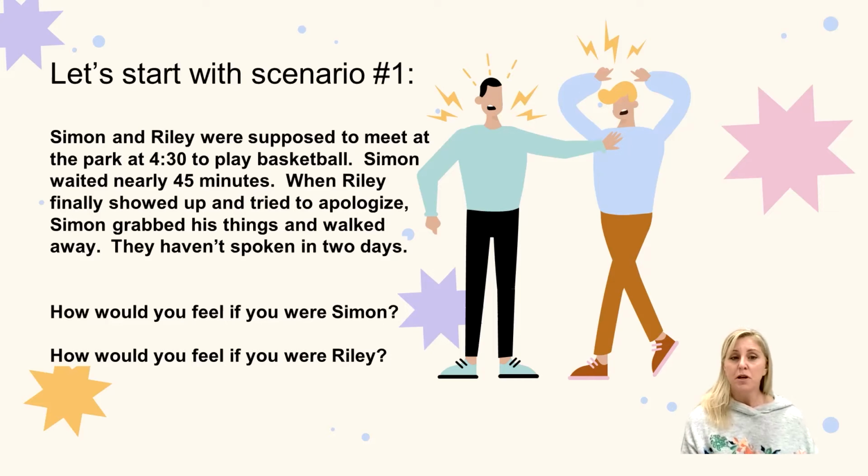Simon and Riley were supposed to meet at the park at 4:30 to play basketball. Simon waited nearly 45 minutes. When Riley finally showed up and tried to apologize, Simon grabbed his things and walked away. They haven't spoken in 2 days.